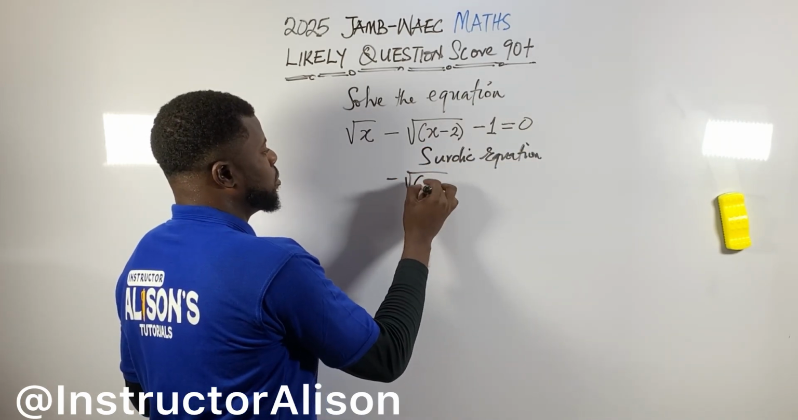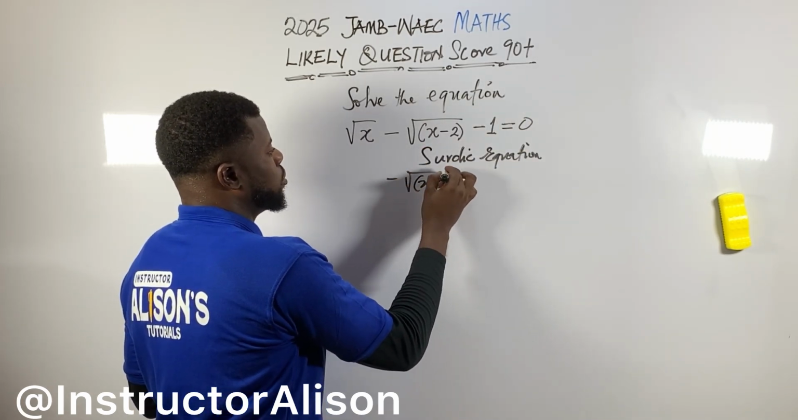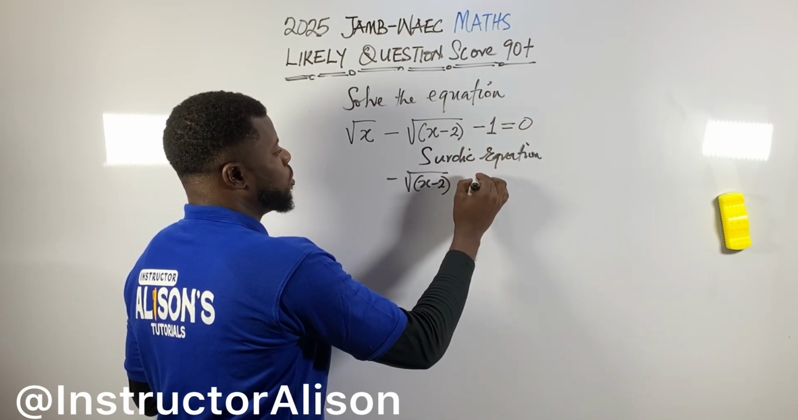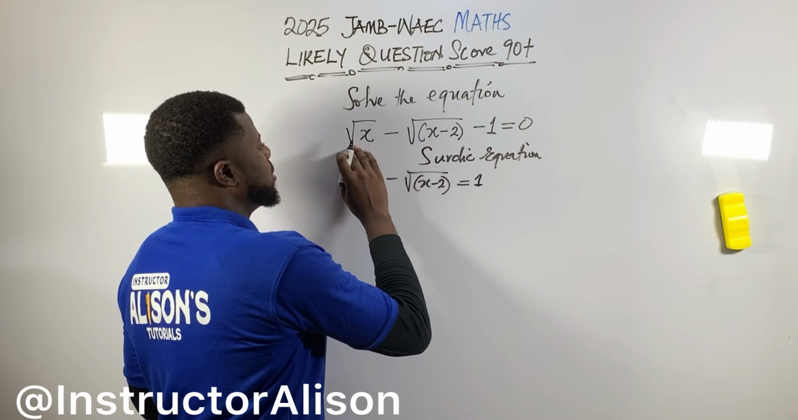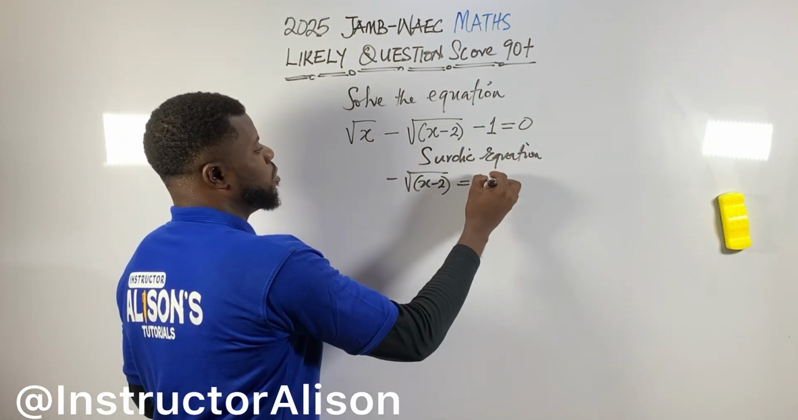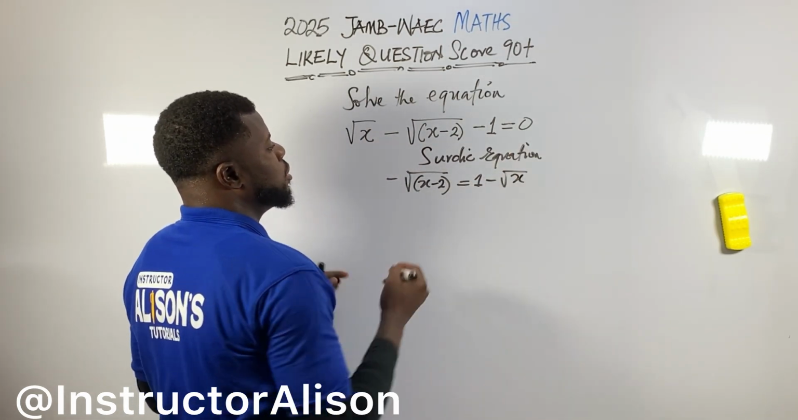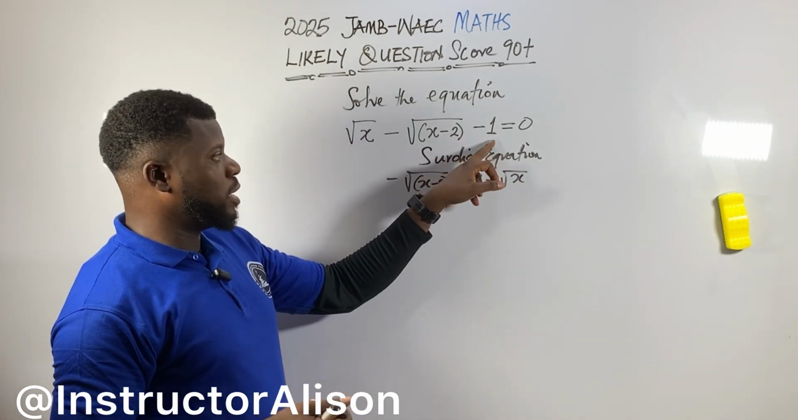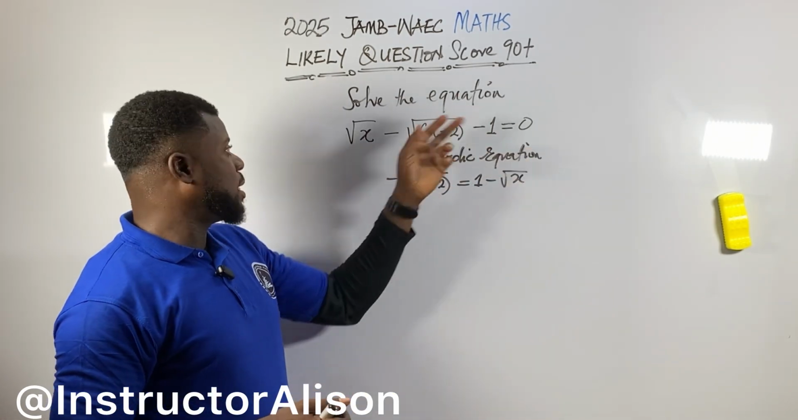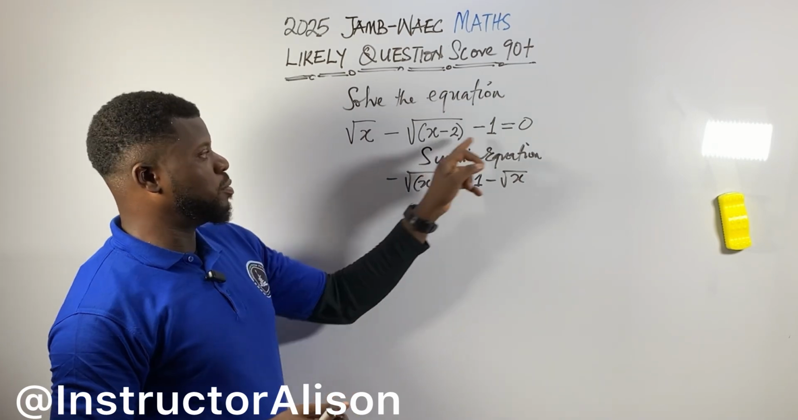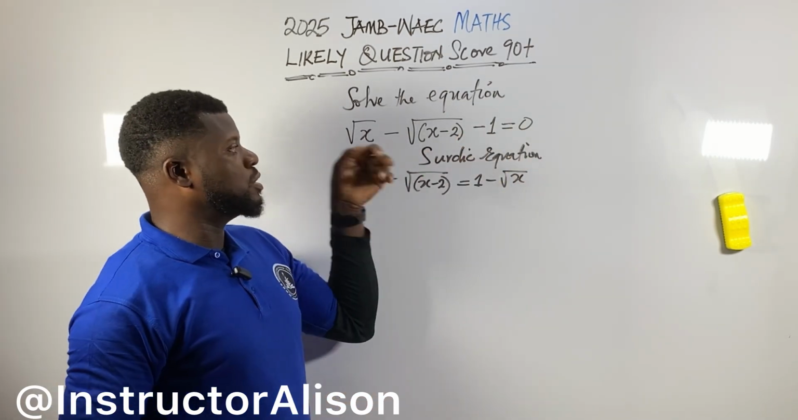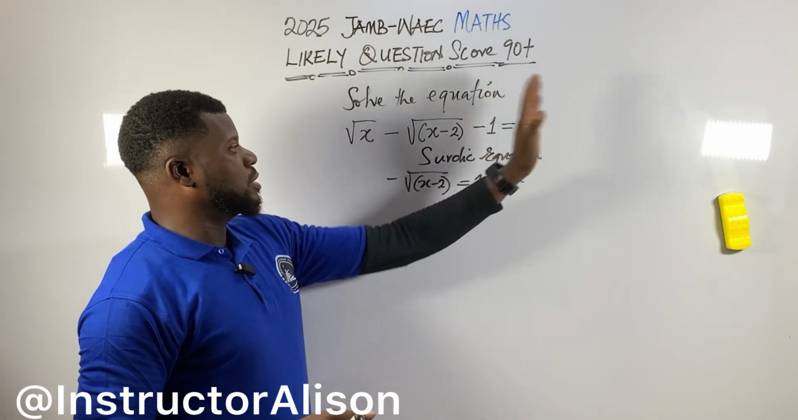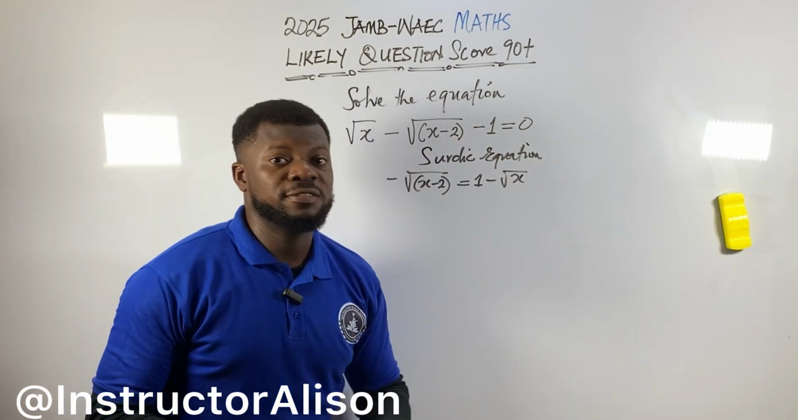Negative root x minus 2 equals, if I carry this minus 1 across, it becomes plus 1. If I carry this square root of x across, it becomes minus square root of x. Normally, I would say add 1 to both sides of the equation, then subtract root x from both sides. This and this will disappear, leaving us with this one. Then the rest will be on this part with their respective signs.